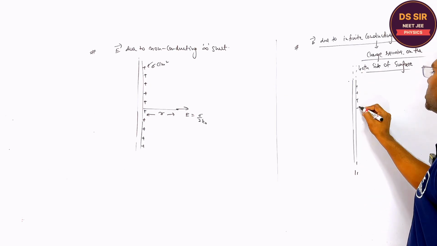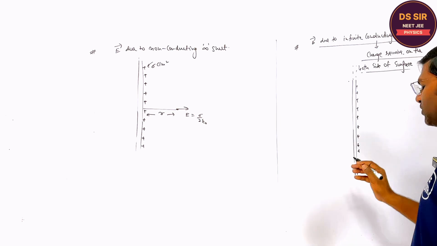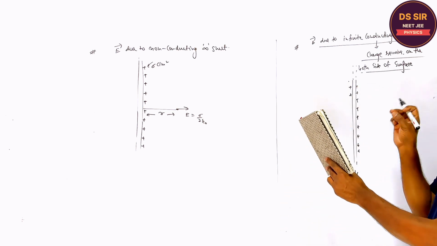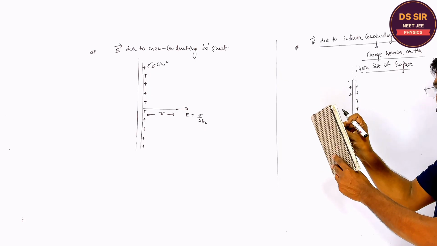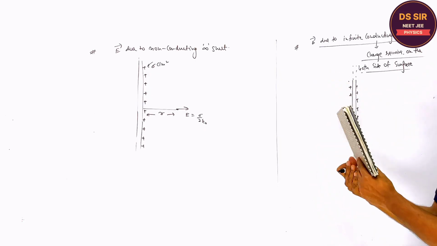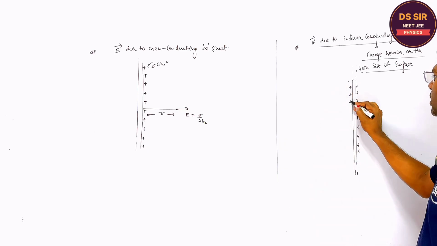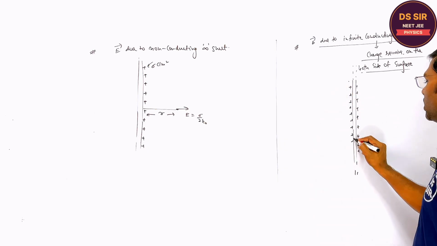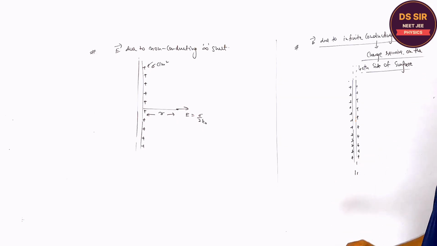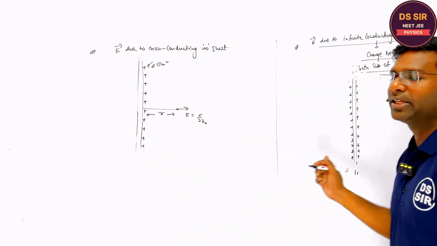If charge is present on the left side of the sheet, automatically, this is the property of the conductor: if you put the charge over here, only at this point, the charge will come on every point on the surface, like this. Is it clear or not? So for this sheet, what is the difference between the non-conducting and the conducting?